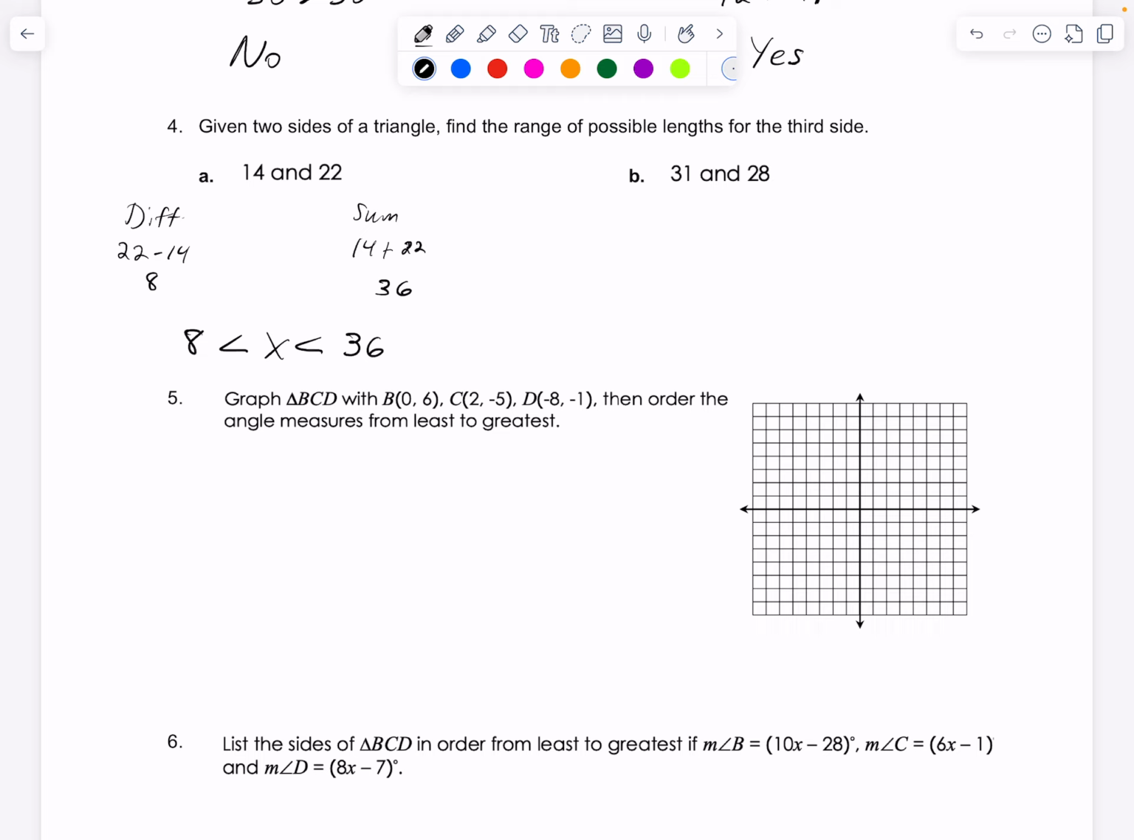All right, so those are kind of the range of values for your third side. So it has to be greater than 8, because if it's 7, right, if I do 7 plus 14 is 21, which is not bigger than 22. So it's got to be greater than 8 or less than 36. Those are kind of your two options.